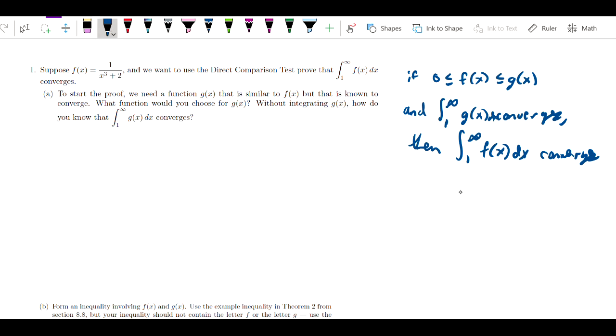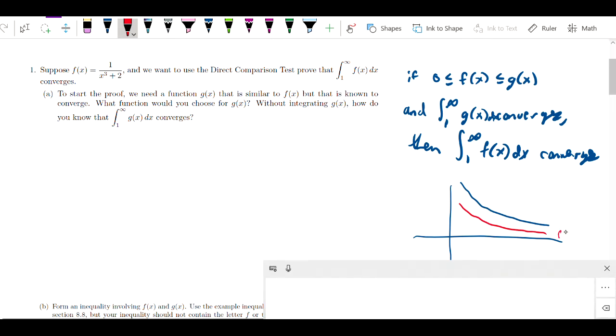And if you think about it, why is this? The reason is that if this is g of x, it looks like that, and let's say that's f of x. It certainly makes sense that if we find all the area from 1 to infinity under g of x and it adds up to a finite number, in other words the integral converges, there's going to be a smaller amount of area under the red curve, so it certainly makes sense that that would also converge.